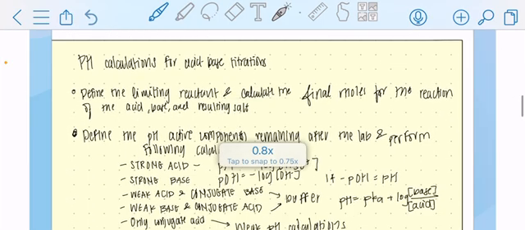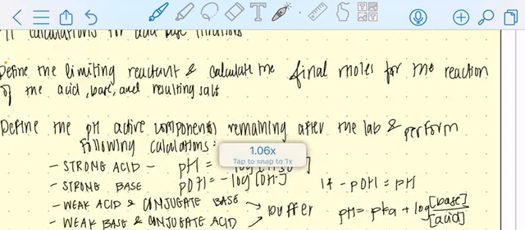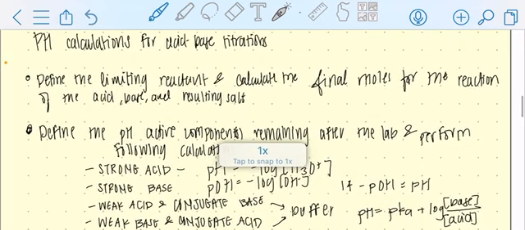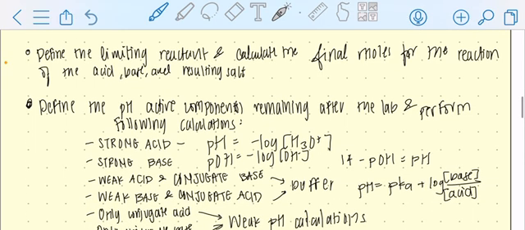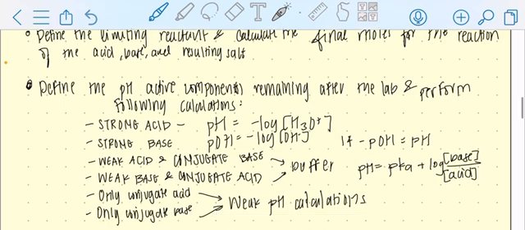For pH calculations for the acid-base titration, define the limiting reactant and calculate the final moles of the reactions of the acid, the base, and the resulting salt, using something similar to the ice table.